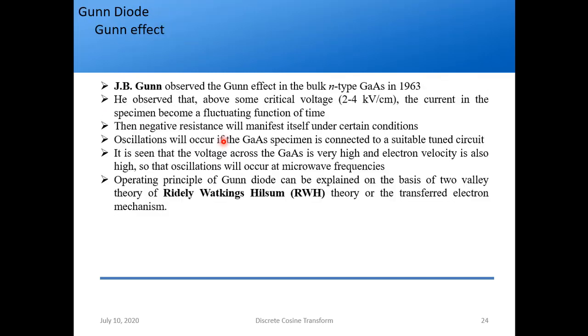So one thing which you need to understand is the Gunn effect. So it was observed by J.B. Gunn in bulk n-type GaAs. So again you see GaAs, gallium arsenide, is used here.